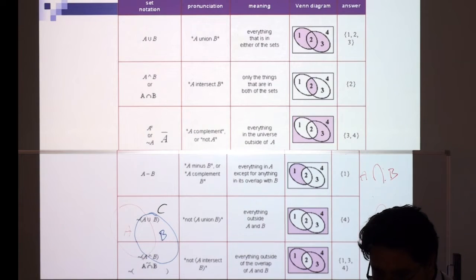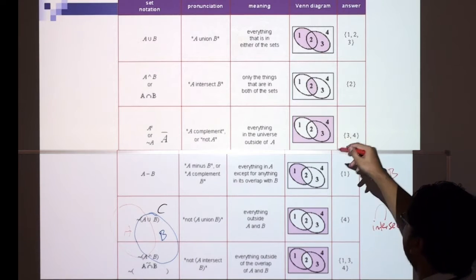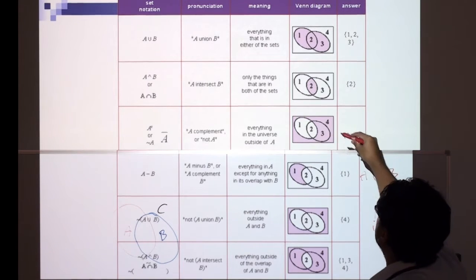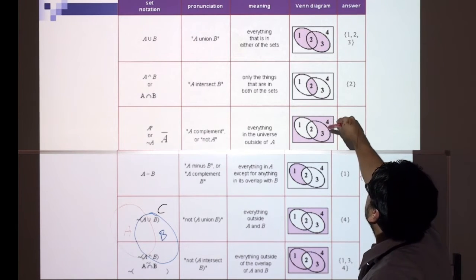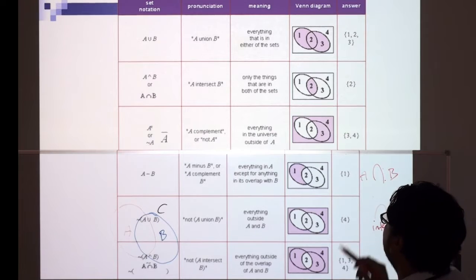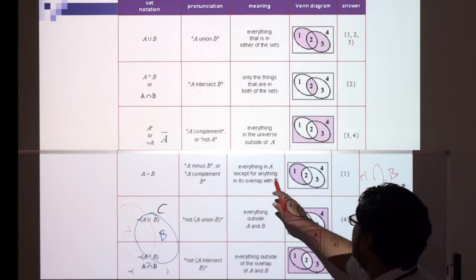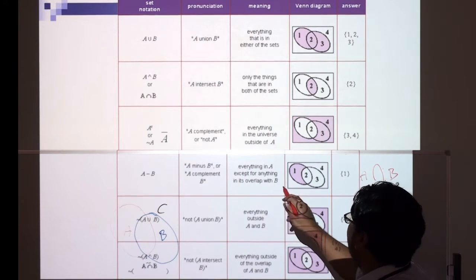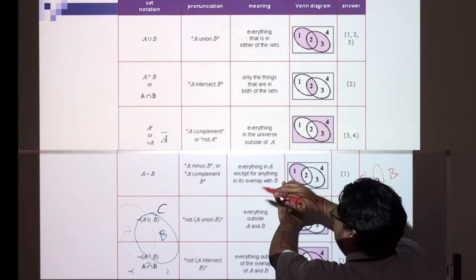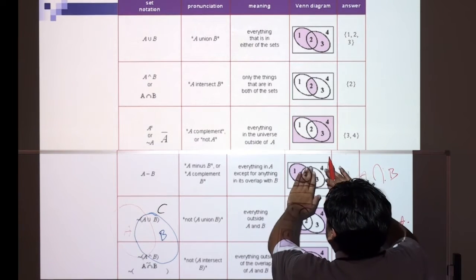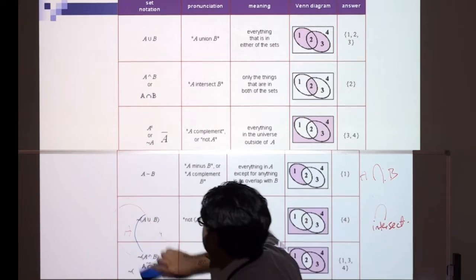The next one, let's read here, A complement, which means everything outside of A. So that's why that A circle is not highlighted. What we have are the numbers 3 and 4, everything outside of A. The next one, we have A minus B, or A complement B: everything in A except for anything in its overlap with B. So we just take A, minus everything in B, so we rub out B, and then the answer is 1.